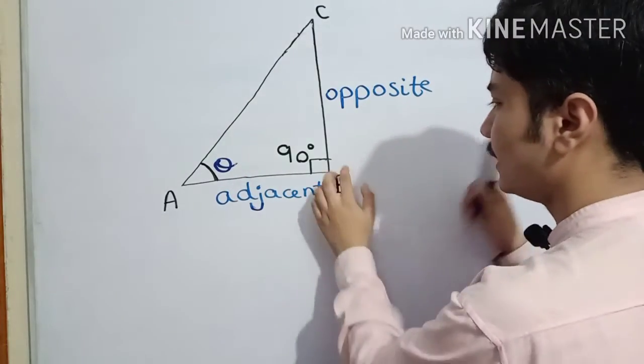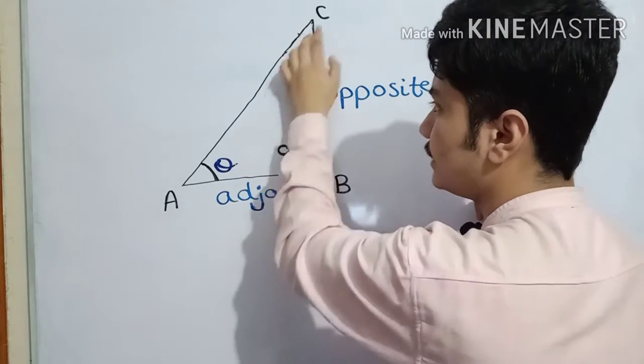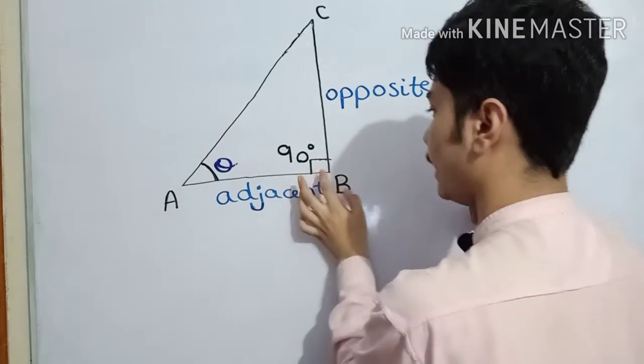You can see here this is the angle of 90 degrees, and this side is opposite to the angle of 90 degrees.